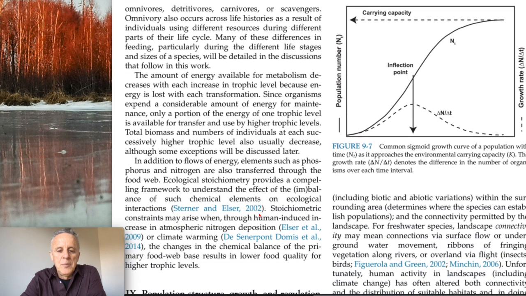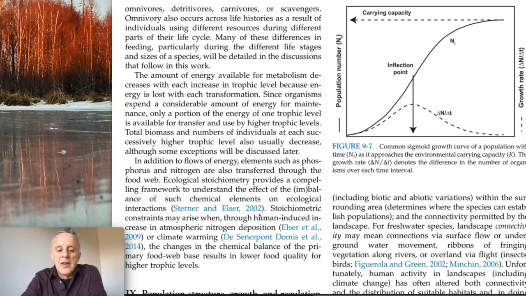The amount of energy available for metabolism decreases with each increase in trophic level because energy is lost with each transformation. Since organisms expend a considerable amount of energy for maintenance, only a portion of the energy of one trophic level is available for transfer and used by higher trophic levels. Total biomass and numbers of individuals at each successively higher trophic level also usually decrease, although some exceptions will be discussed later.